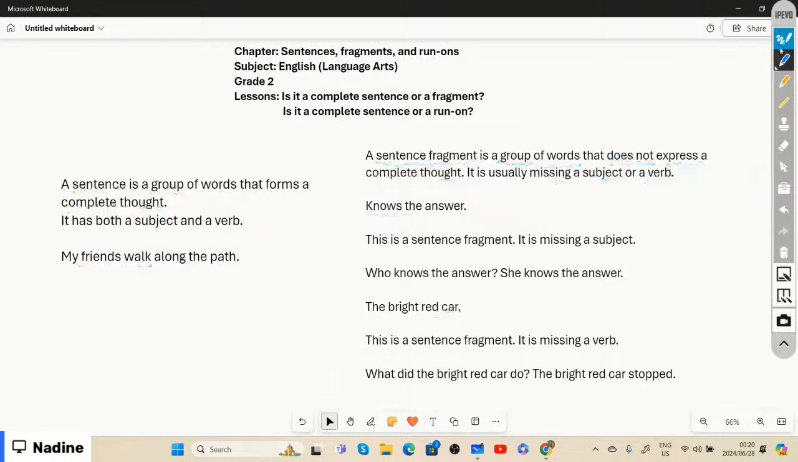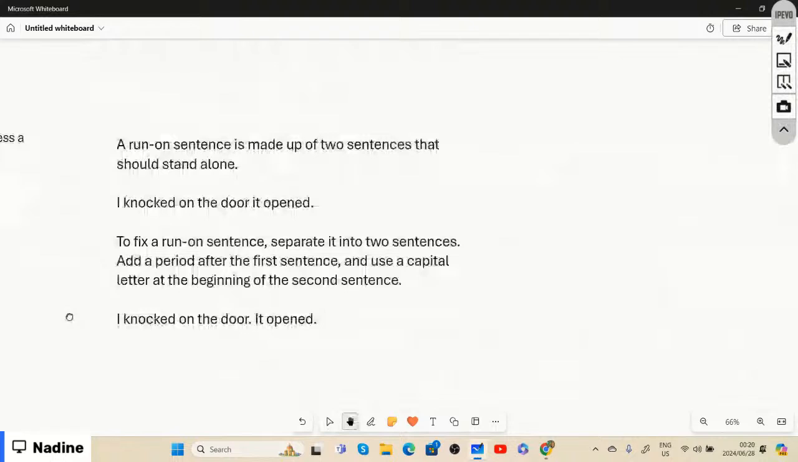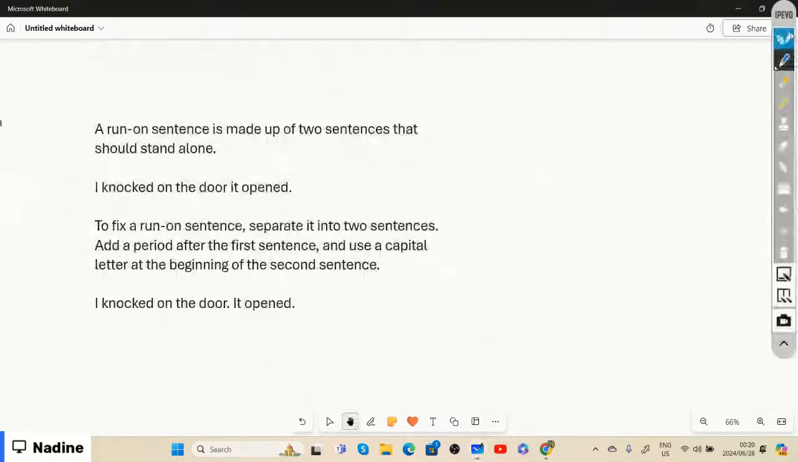Then we have run-on sentences, right? A run-on sentence is made up of two sentences that should stand alone, right? For example, it says, "I knocked on the door, it opened." If you look specifically at that sentence, it says, "I knocked on the door, it opened."